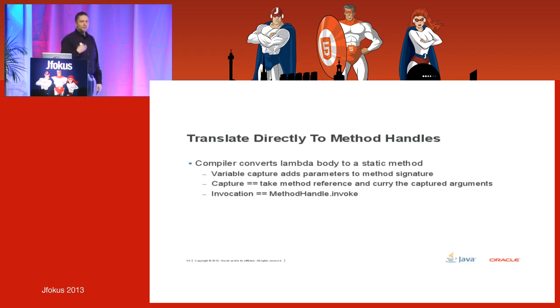Okay, so how about if we use method handles? What the compiler is going to do is convert the lambda body into a static method. That's fine because we're not generating a new class for every lambda expression that we have. So we generate a static method, and for the parameters that we have defined in our lambda expression, we simply add those as parameters to our static method. We make the body of the static method the same as the body of the lambda expression, everything works.